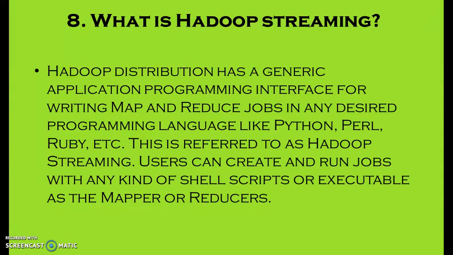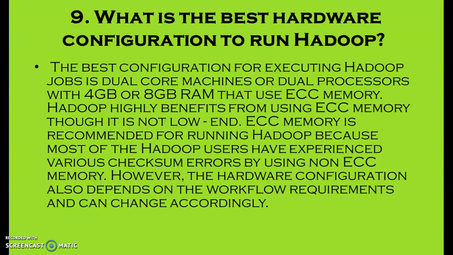What is Hadoop Streaming? Hadoop distribution has a generic application programming interface for writing map and reduce jobs in any desired programming language like Python, Perl, Ruby, etc. This is referred to as Hadoop Streaming. Users can create and run jobs with any kind of shell scripting or executable as the mapper or reducer.